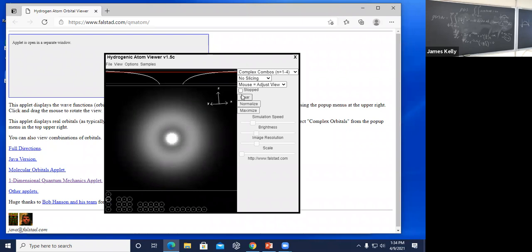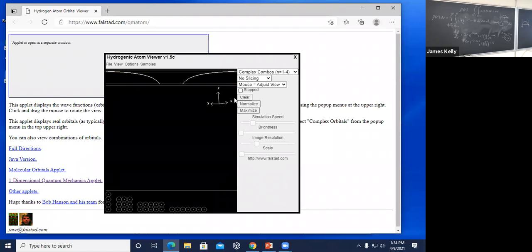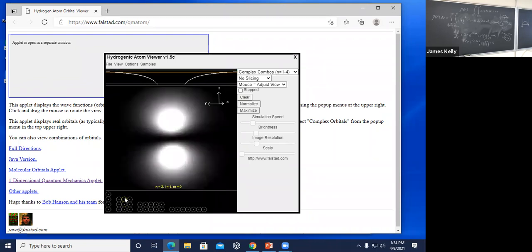Let me try to get it back so Z is up. Now I've messed it up. That's not good. Trying to get Z to go straight up. If I put it in, so this is n equals 2, l equals 0. Sorry, n equals 2, l equals 1, and m equals 0. Let me just show you something back on here.